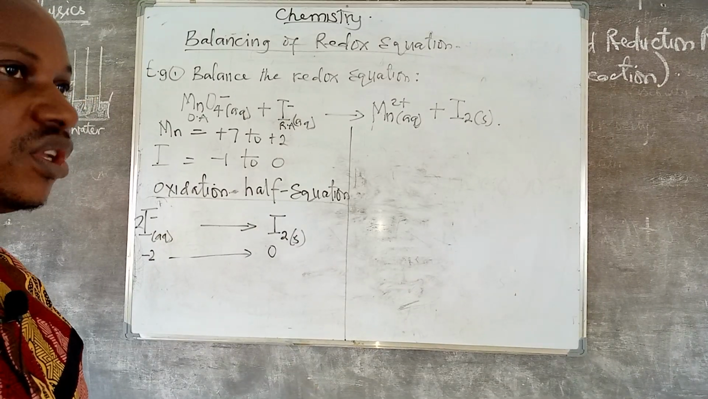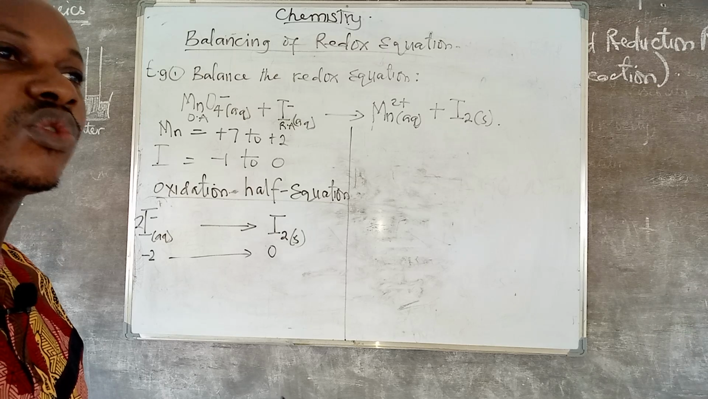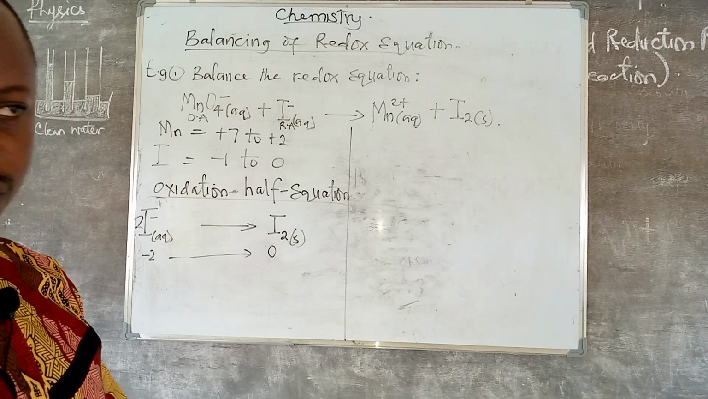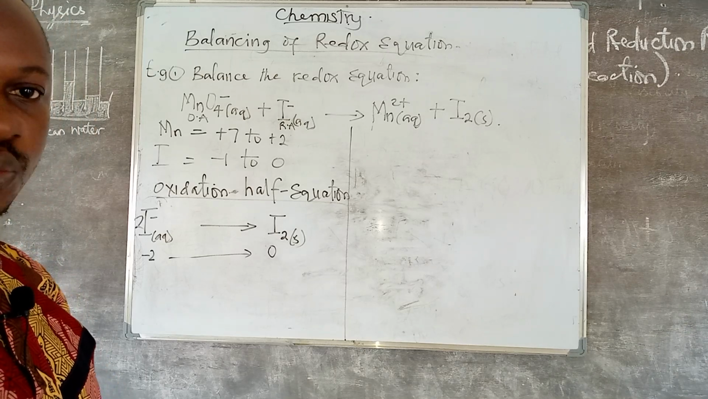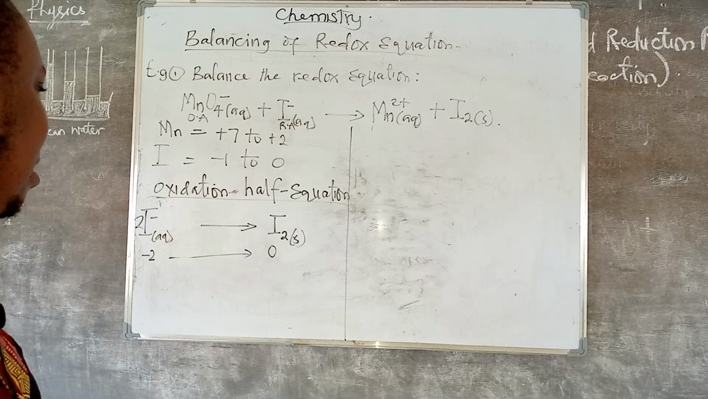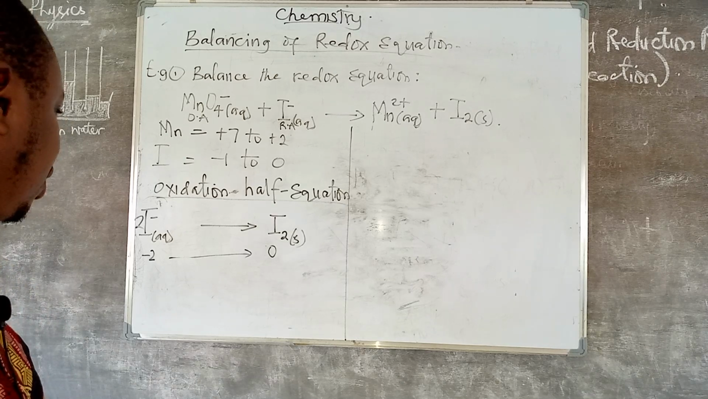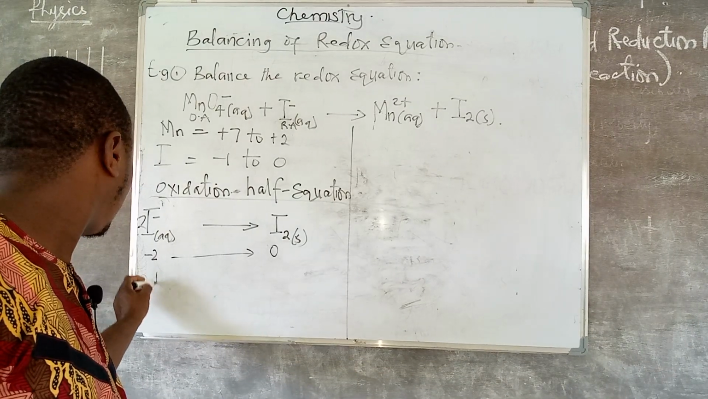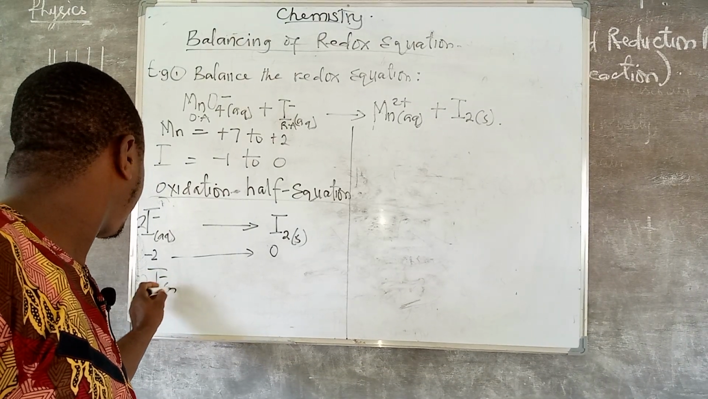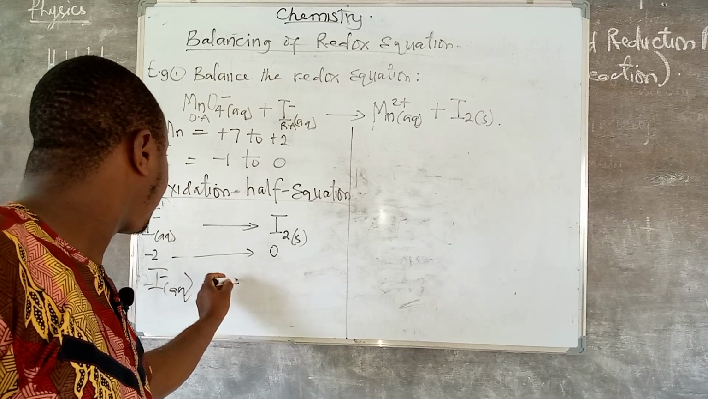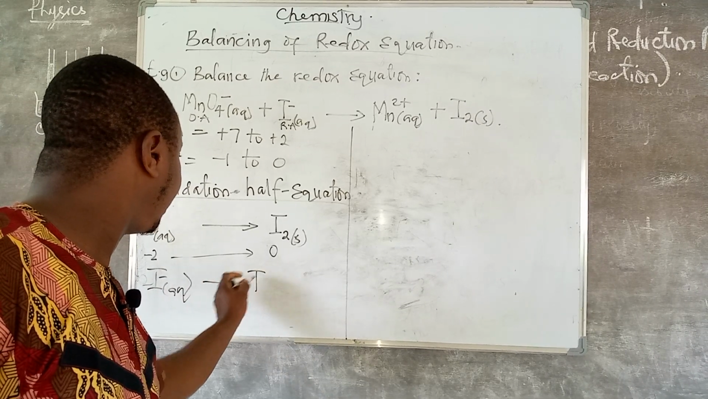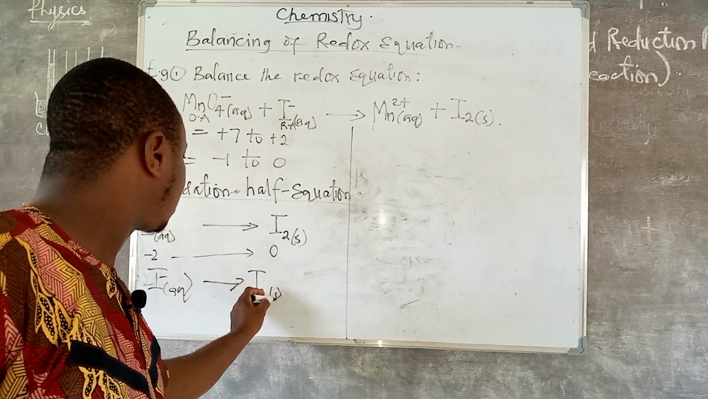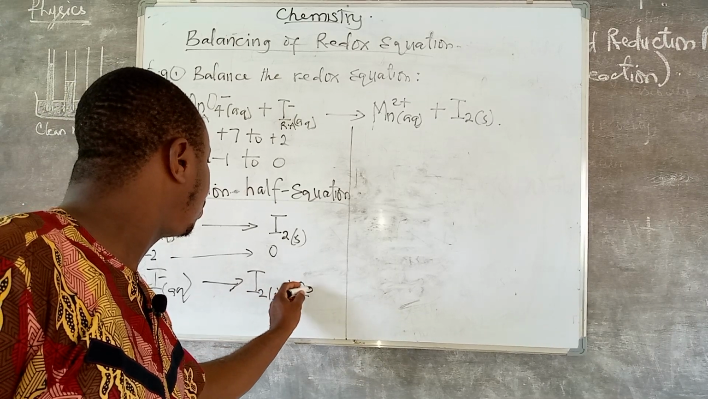Don't forget the rule that we should place the accurate number of electrons at the appropriate side of the equation. Now, how do we balance it? Think, how do we balance number of charge? Look at what I'm going to do now. Balance number of charge. Iodine here. Give me iodine solid plus 2e.